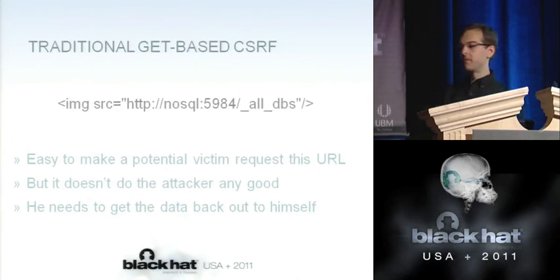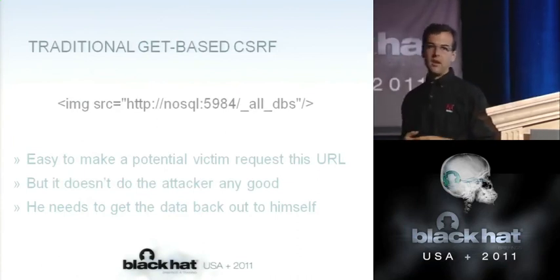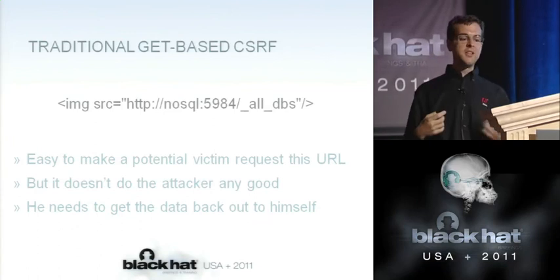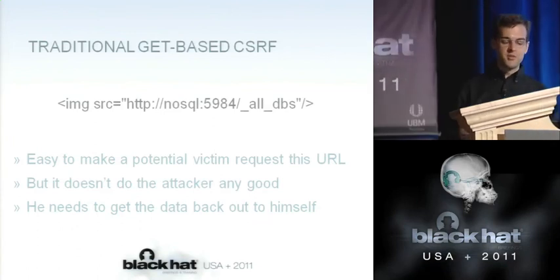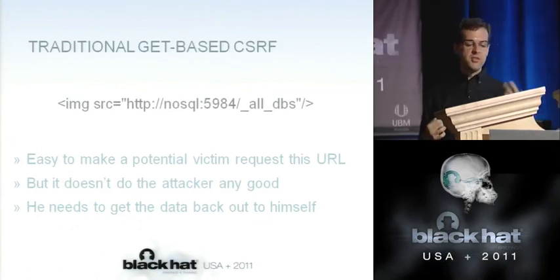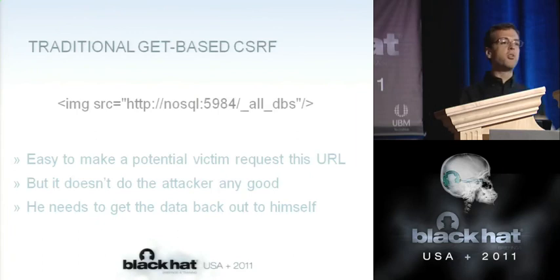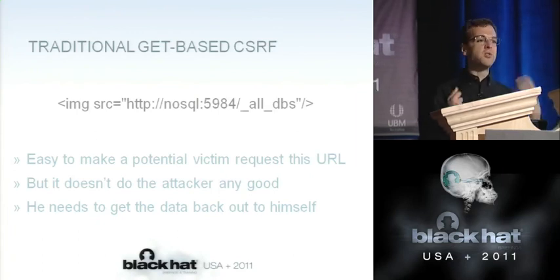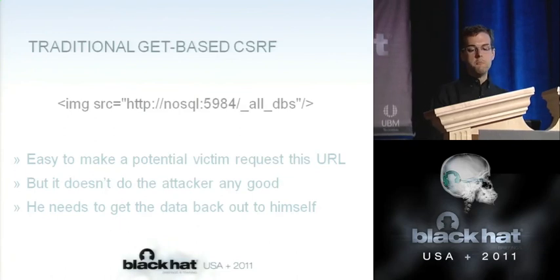So how could we do this? The traditional way of performing a GET-based CSRF is through these image source tags. So I'm going to create an image tag, and the source is NoSQL 5984 all DBs. And I will package this up in an email and hope you open it, or I will put it on my own page and lure you to visit it somehow through some kind of social engineering attack. And then when you do that, you'll go make the request.